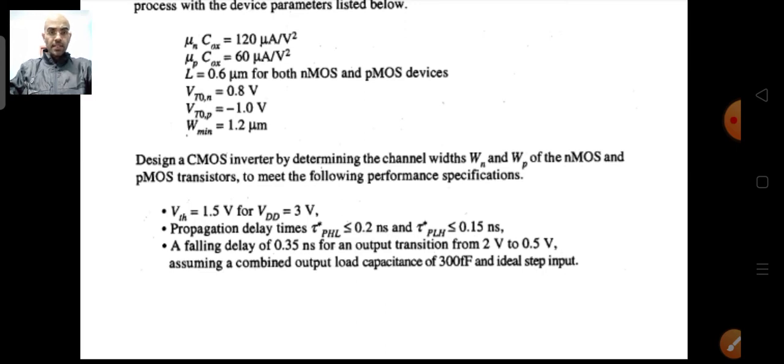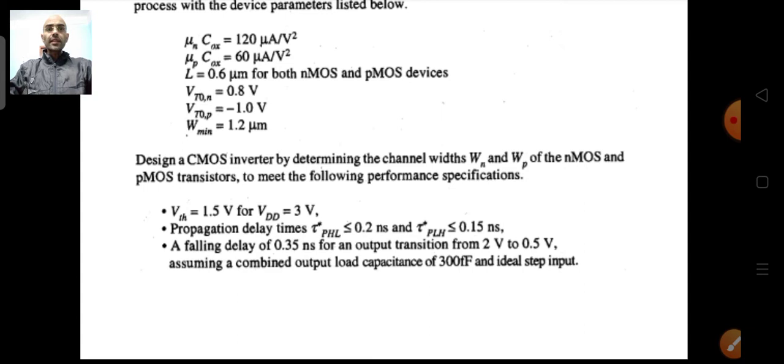Then the problem says to assume a combined output load capacitance of 300 femtofarad. So the load capacitance is also given, and an ideal step input. The assumption is that the load capacitance is a lumped parameter here, and the input doesn't have a rise time or fall time, so it's an ideal step input. Keeping this in mind, if we design the circuit, how do we proceed? As you can see, there are multiple conditions which we have to satisfy in the design.